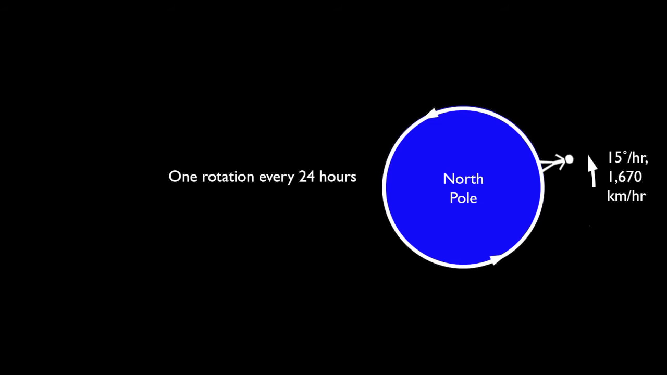Its angular velocity is 15 degrees per hour, and a point on the equator rotates at a linear velocity of 1,670 kilometers per hour, taking 24 hours to complete one rotation. A point on the equator will travel just over 40,000 kilometers around the circumference of the Earth in 24 hours.